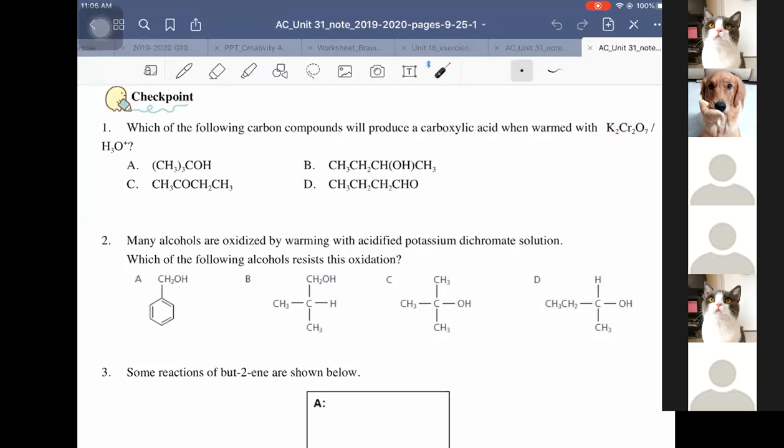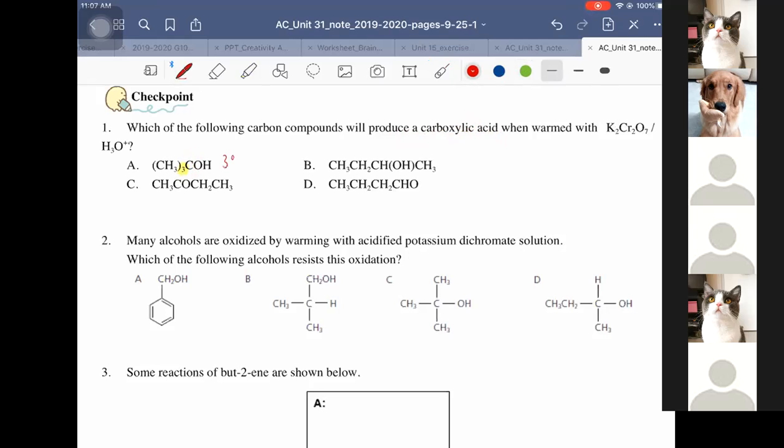Okay, so the first one: which of the following compounds will produce a carboxylic acid? For this one, we need to find a primary alcohol. Okay, so take a look. The first example, this is a carbon that the hydroxyl group is attached to, and it has 3 methyl groups attached to it. So this one is a tertiary alcohol. Tertiary alcohol won't have any reaction with the catalyst we use here.